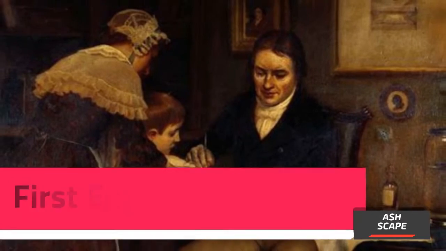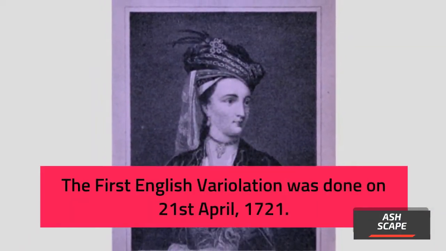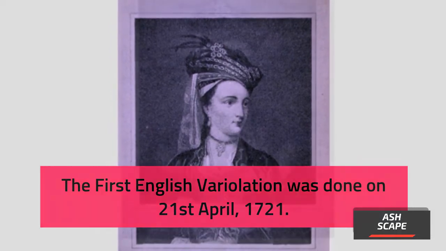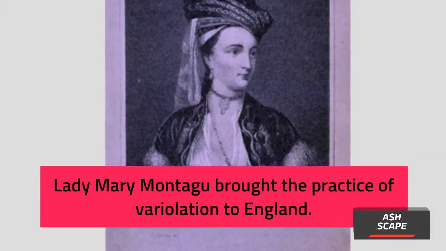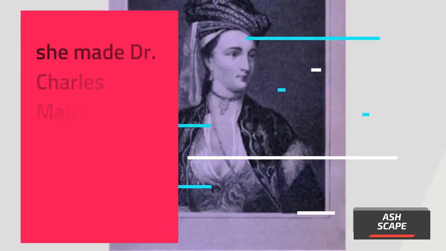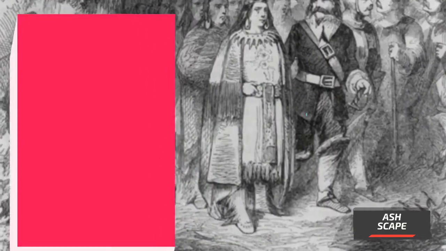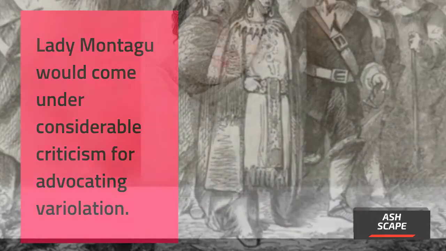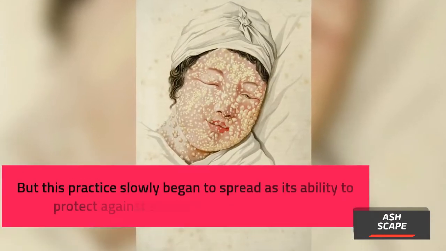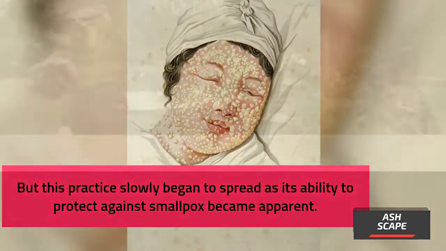First English variolation. The first English variolation was done on 21st of April, 1721. Lady Mary Montagu brought the practice of variolation to England. She made Dr. Charles Maitland variolate her 2-year-old daughter. Lady Montagu would come under considerable criticism for advocating variolation. But this practice slowly began to spread as its ability to protect against smallpox became apparent.